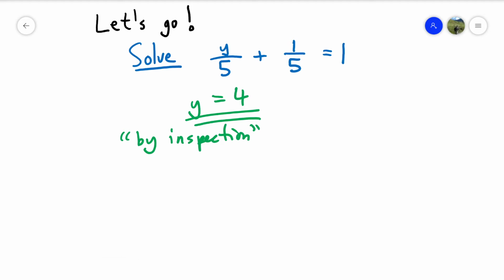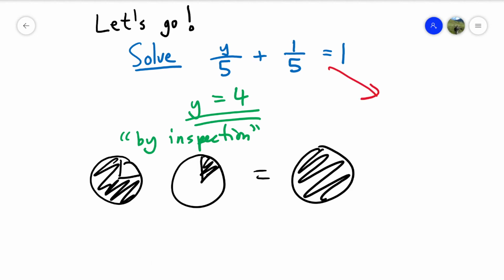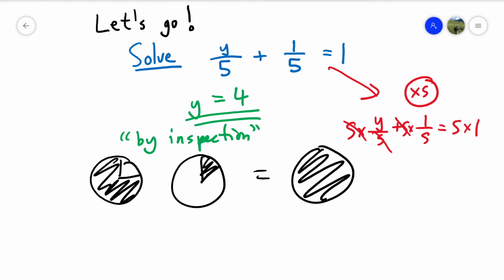Let's do a little fraction reminder because it's good to practice fractions. 1 is a whole circle. 1/5 is 1/5 of a circle, and therefore we must have the remaining 4/5 as a circle on the left. We can also do this with algebra. We could times both sides by 5, which gives us y over 5 times 5 plus 1 over 5 times 5 equals 1 times 5. Oh look, that cancels, so y plus 1 equals 5, minus 1 from both sides, y equals 4.